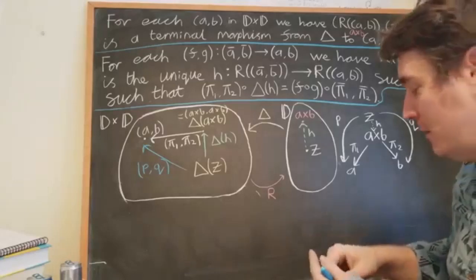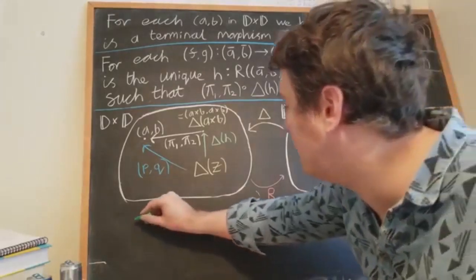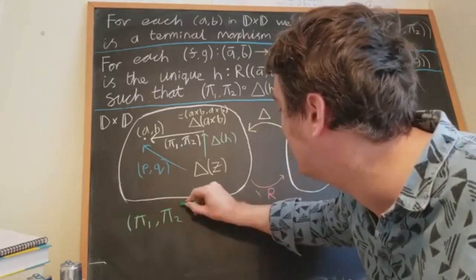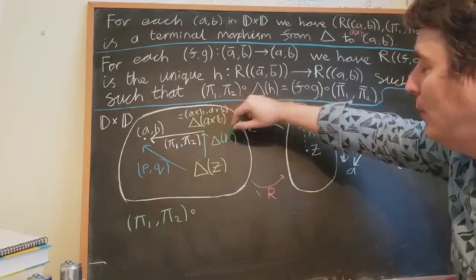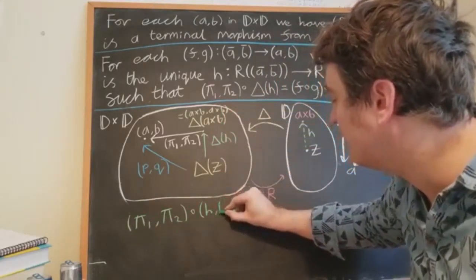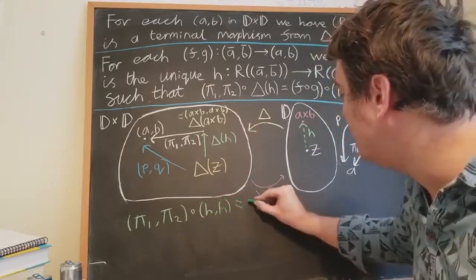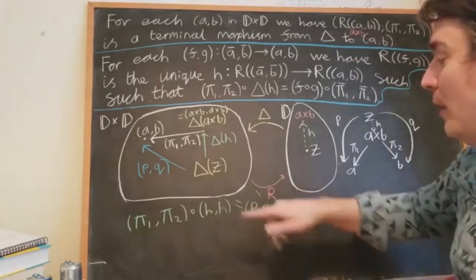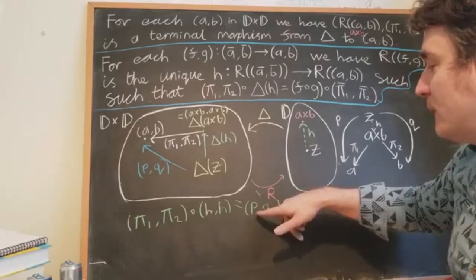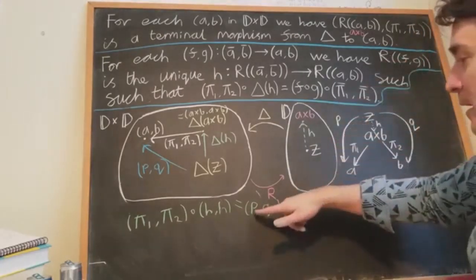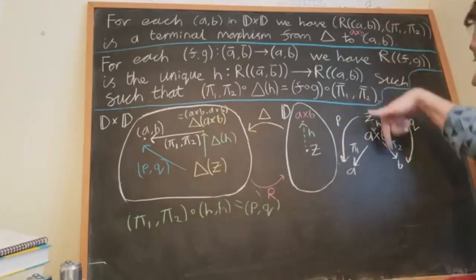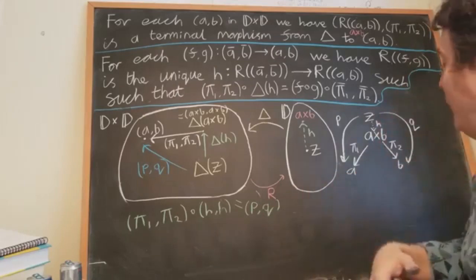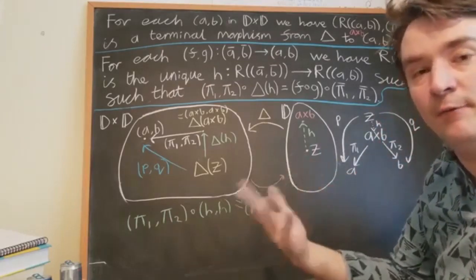So what does that mean? Well, what that means is that pi 1 comma pi 2 after delta of H, well, we know that's just H comma H, equals PQ. Okay, so we know that, so that means that P is equal to pi 1 after H. And Q is equal to pi 2 after H, okay? So this just basically gives us exactly the definition of the categorical product.